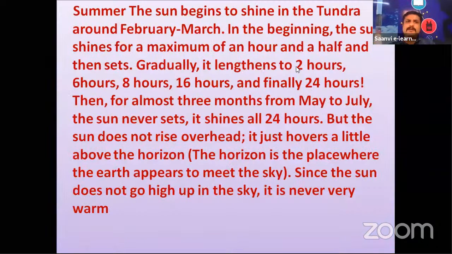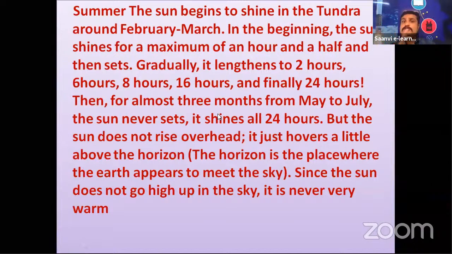And here you have some more topics related to that. Summer: the sun begins to shine in Tundra around February, March. In the beginning, the sun shines for a maximum of an hour and then sets. It means how many hours? Only 1 hour, 2 hours, the sun rises in the summer, it seems. Gradually it lengthens, 2 hours, 6 hours, 8 hours, 16 hours, and finally 24 hours they have sunlight.